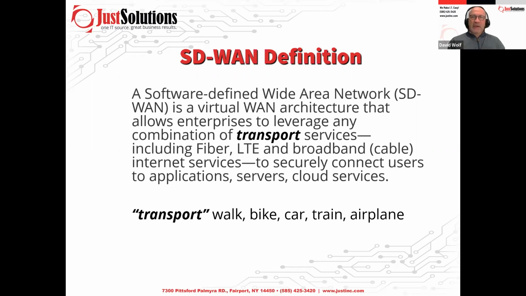Wide area network, fancy term. All it means is connection beyond the four walls of your business. So once you leave your LAN, which is your local area network inside your building, you're going over a WAN, a wide area network. So if you have 5 buildings, you have 5 LANs, and then you're connecting them via WAN. And then transport, you're connecting via transport services like fiber, LTE, broadband, that kind of thing.